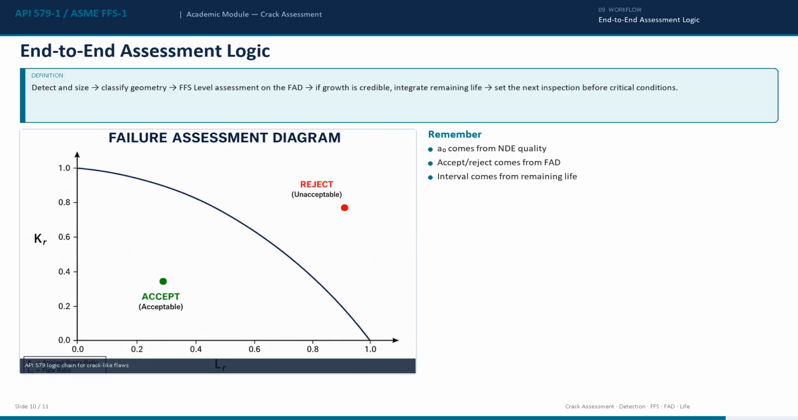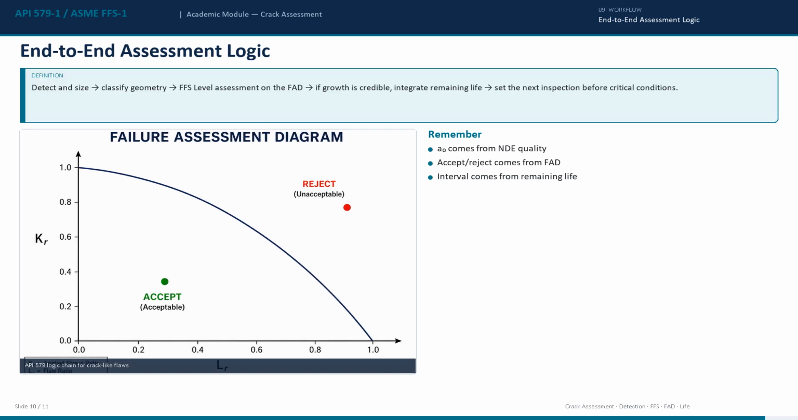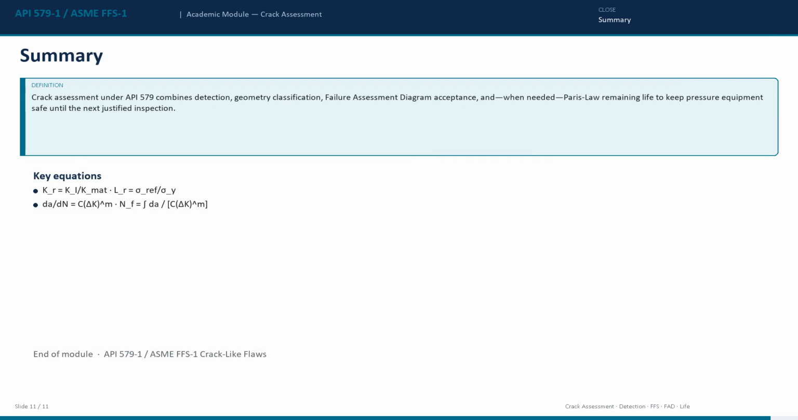Document your assumptions on residual stress, toughness lower bounds, and NDE uncertainty, because those assumptions drive the answer. So, bringing it together: detect and size the crack, classify the geometry, run the fitness for service assessment on the failure assessment diagram, and if fatigue growth is credible, integrate Paris law to remaining life, and schedule inspection before criticality. That is the academic logic of crack assessment under API 579.